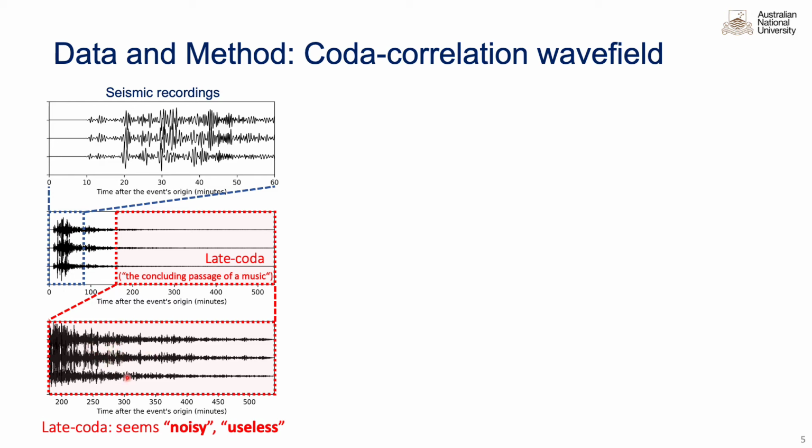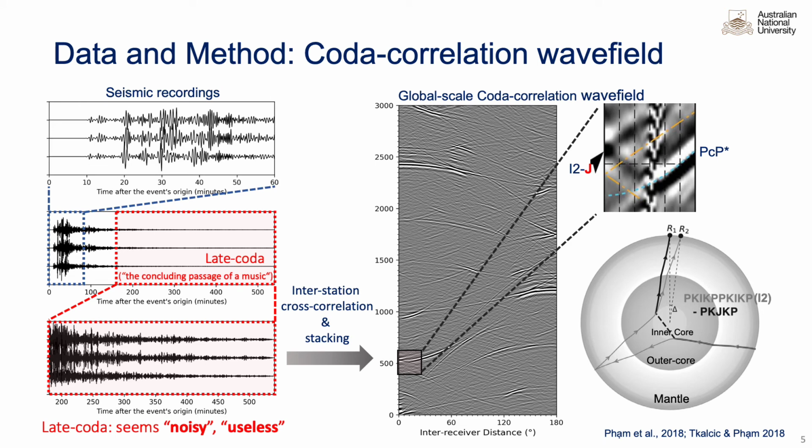They look noisy and seem useless. But we can use two techniques, interstation cross-correlation and stacking, to transform the complex and seemingly noisy and useless later coda into a 2D image called a coda correlation wavefield. This correlation wavefield has many prominent features, such as this one, the I2-J. Here is the seismic array for I2-J. You can see it samples the Earth's inner core as a shear wave, represented by this dashed line.